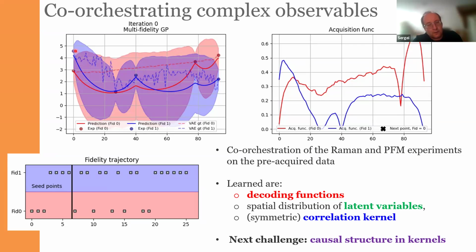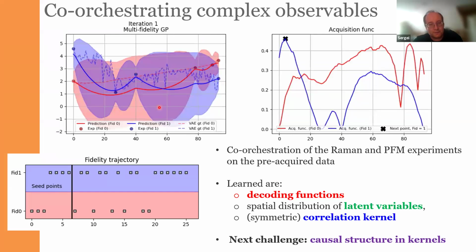As before, the blue curve and the dotted blue curve are the ground truth behavior and the surrogate model. You can see that initially the surrogate model is very different from the ground truth behavior, and it comes with a pretty high uncertainty, as we can expect. The red curve is the same thing for the Raman. As you can see, the red curve is very different from the ground truth, and the uncertainties are very high.